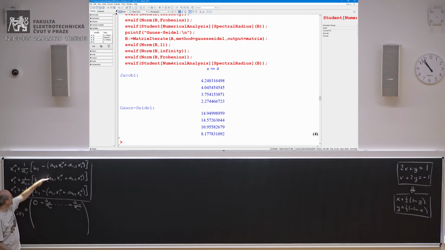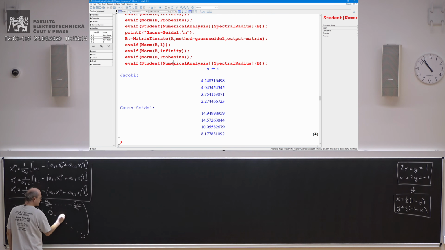And then for the second row, we do the same. So we skip the diagonal, and we can see the pattern developing here. We take a21 with negative sign, divide by a22, that's the division here, and we do it also for the other entries over here. So finally, in the last row, we can see minus a_nj over a_nn. That's what we see in the last row.